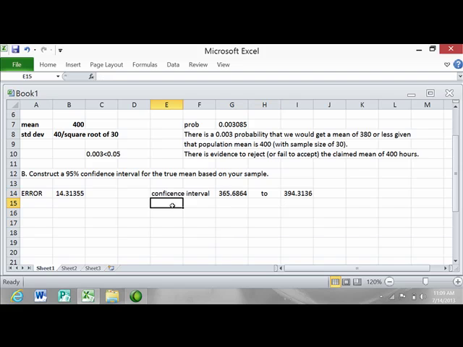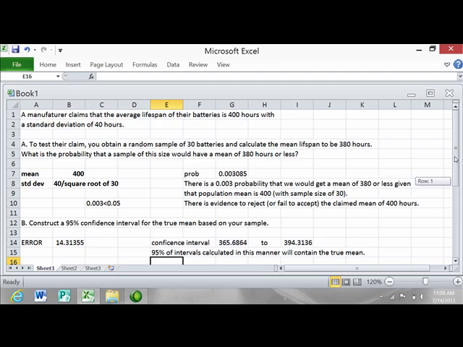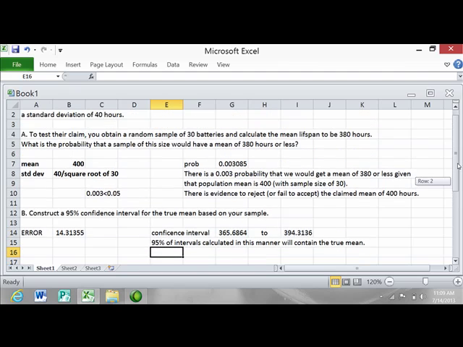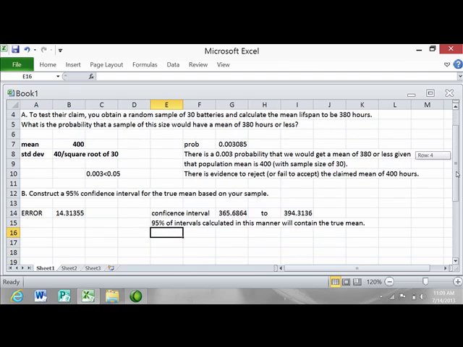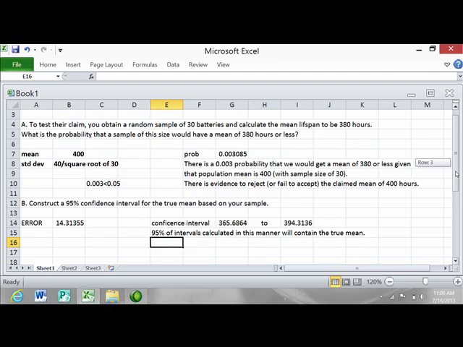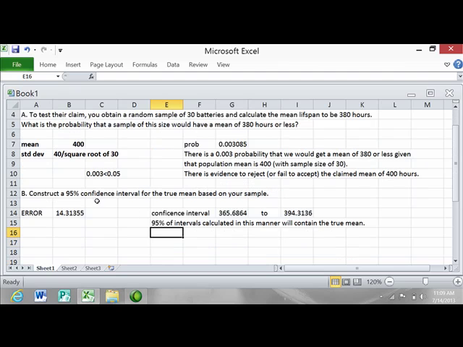So what does that mean? Technically, what it means is that 95% of intervals calculated in this manner will contain the true mean. So we're 95% confident that the true mean is between 365 and 394, and notice 400 is not in that range, so we're 95% confident that the true mean is actually less than 400. Of course, there's a 5% chance for error. That's what the 95% means.